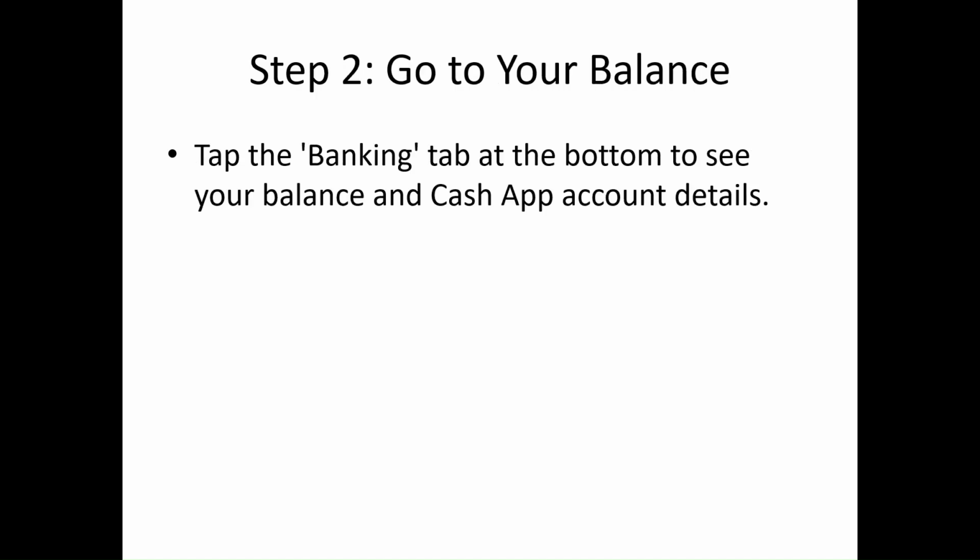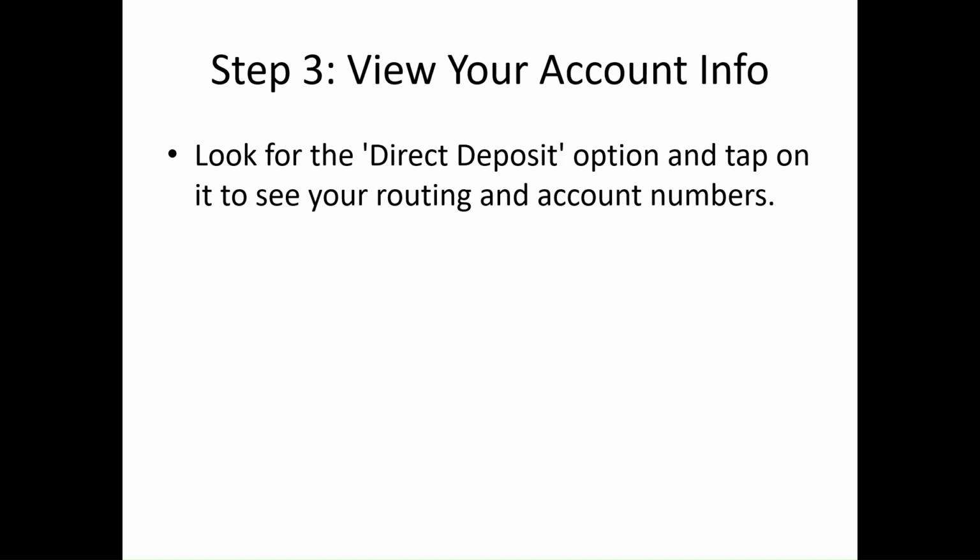The second step is to go to your balance. Tap the banking tab at the bottom to see your balance and Cash App account details. Step 3. View your account info. Look for the direct deposit option and tap on it to see your routing and account numbers.